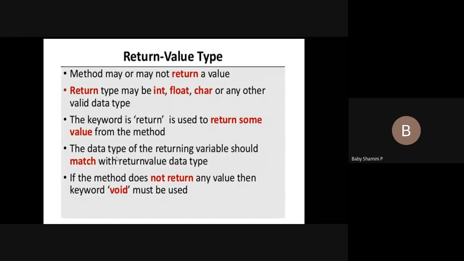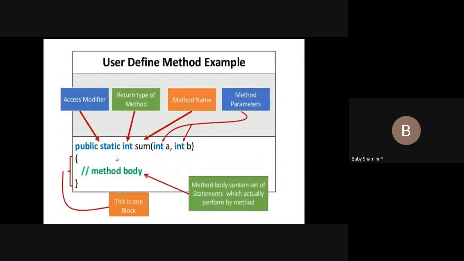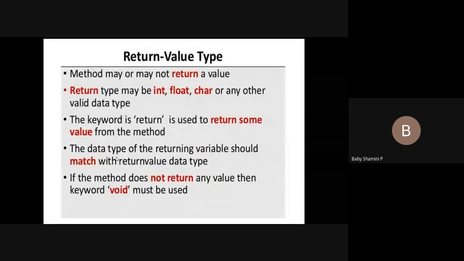So return type, it may or may not return a value. If you declare void here, meaning public static void sum, it does not return any value to the main function. If you are using integer, it returns some value. Return type may be integer, float, character or any other valid data type based on our input value. So the keyword is return.